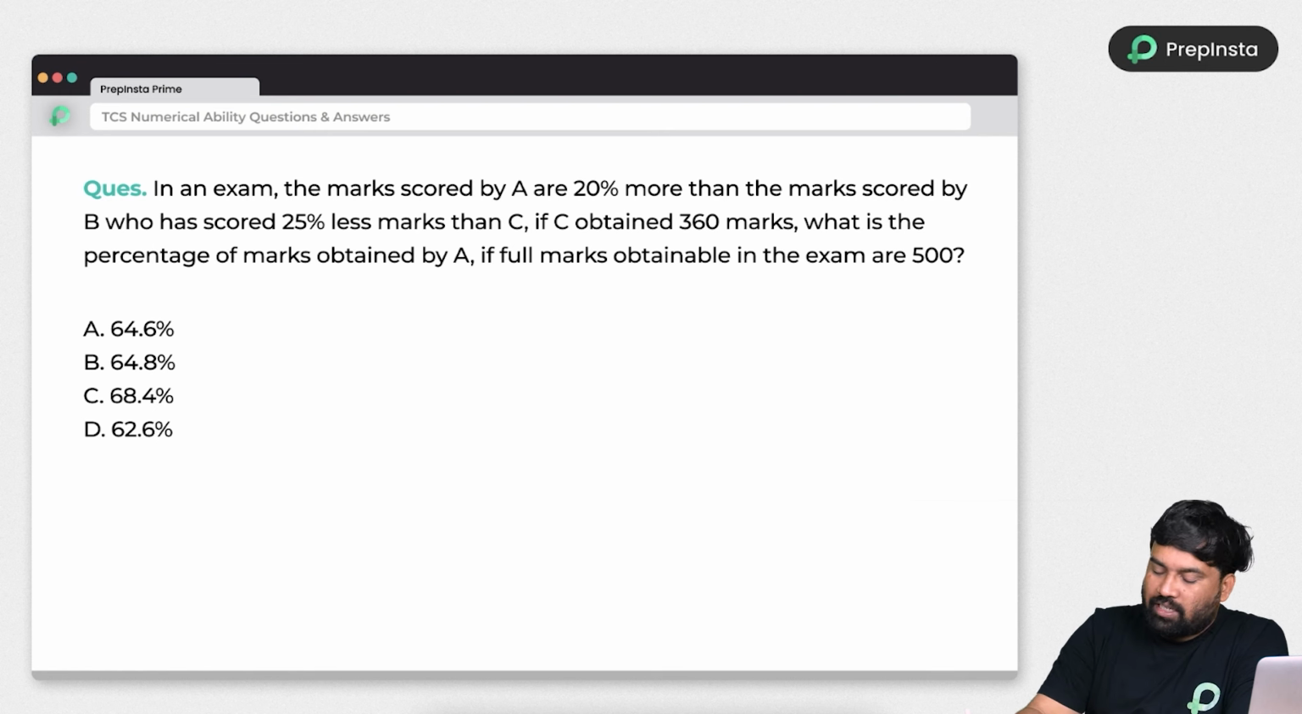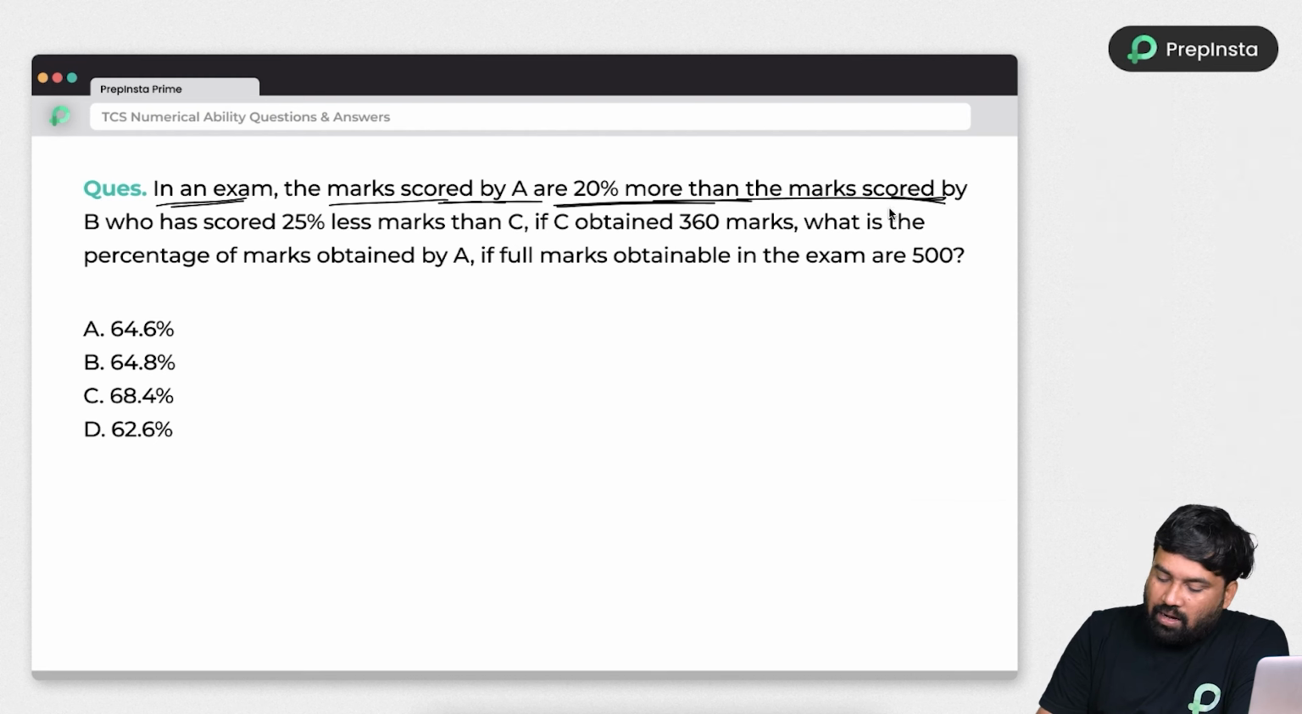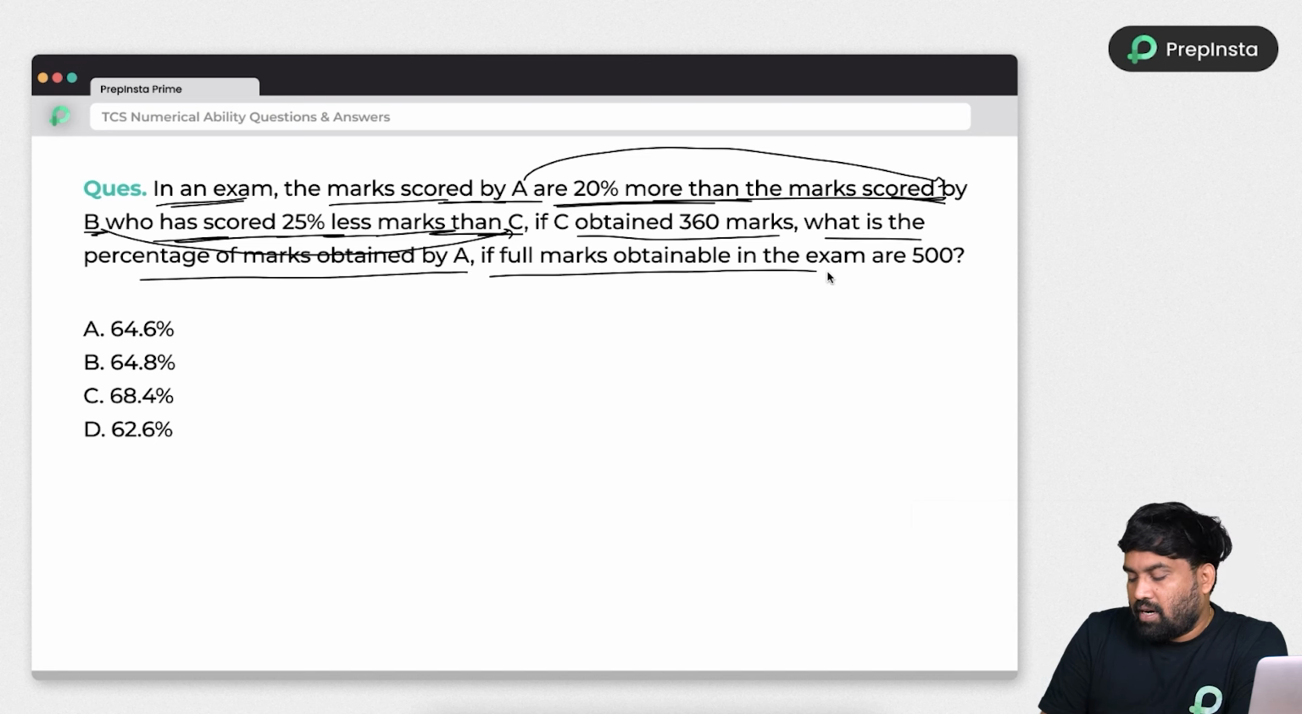So just look into the next problem. In an examination, the marks scored by A are 20% more than the marks obtained by B, who has scored 25% less than C. So let's see, A is depending on B and B is depending on C. Okay, dependent variable, we will talk about it. If C contains 360 marks, what is the percentage marks obtained by A if the full marks of the exam are 500? Okay, cool.